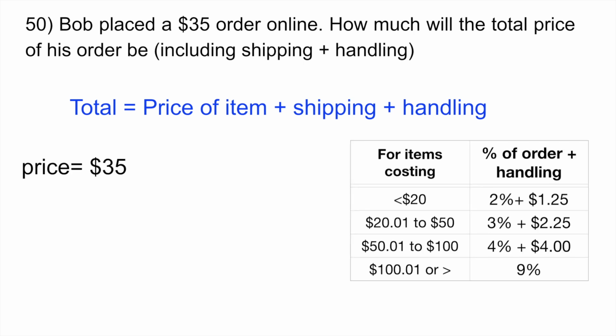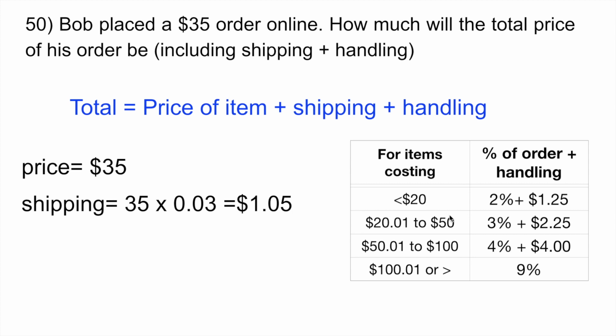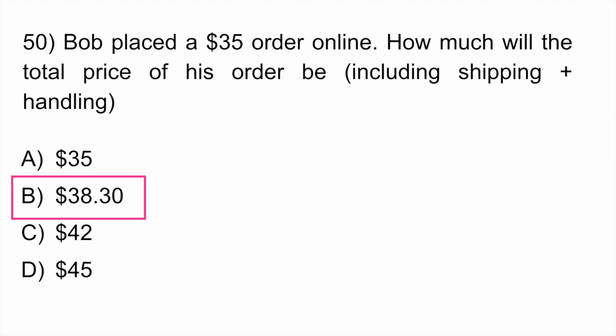Okay, so that's the price. Then the shipping, we said, is going to be this amount, right? So it's going to be 3% of the item that he bought. We would multiply $35 by 0.03, which is 3%. That gives us $1.50. And then we also have to add this number here, which is the handling. So we have to add that $2.25. Add all these numbers together, and that's going to give you the total, which is $38.30.